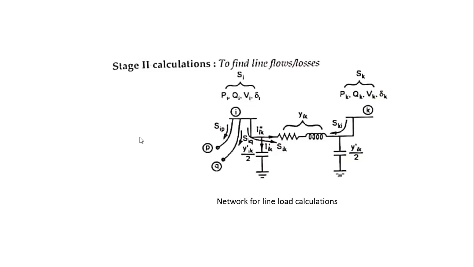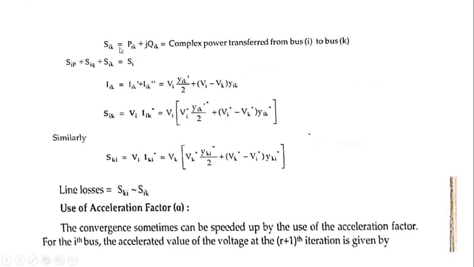Okay, first in stage 2 calculations, to find the losses. This is the bus I with SI, P, Q, V1 and delta 1. Next bus K with PK, QK, VK and delta K. This is the network for the line flow calculations. By using this diagram, we calculate the losses.